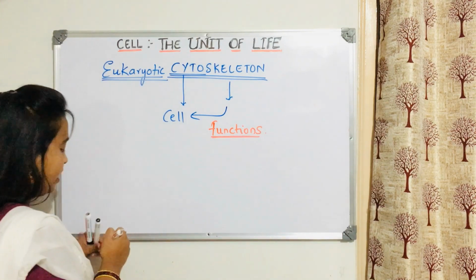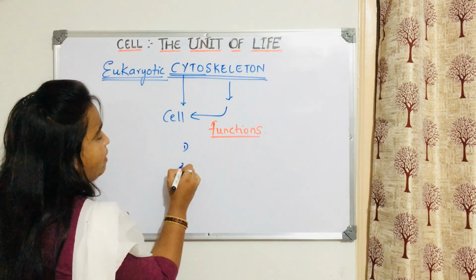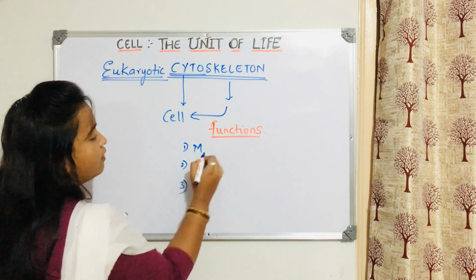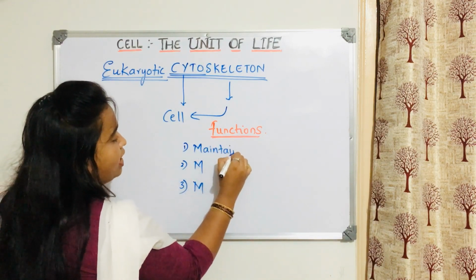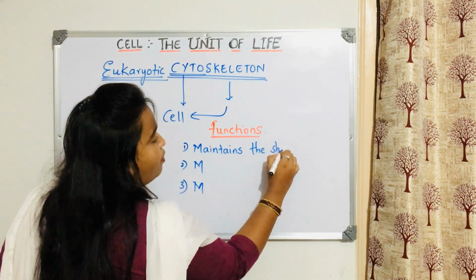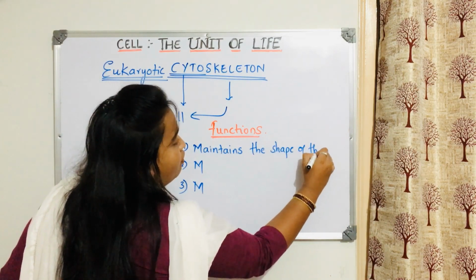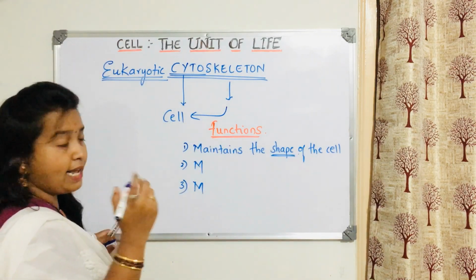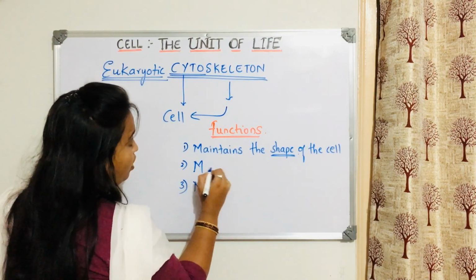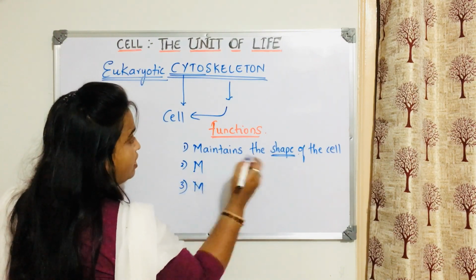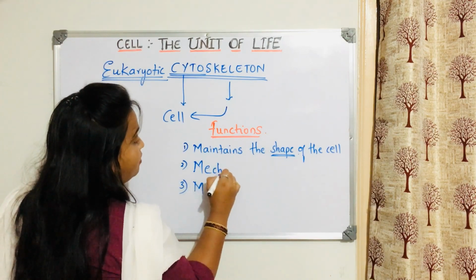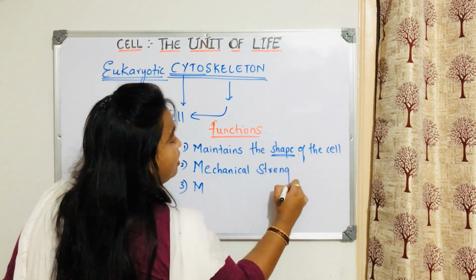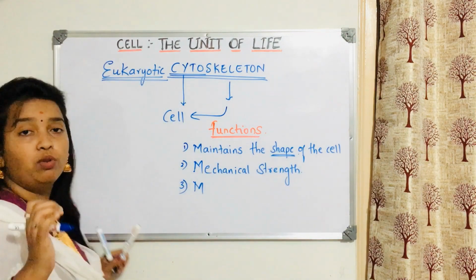The functions of the cytoskeleton. The first function, remember 3 M's here. If you remember 3 M's, it will be easy for you. First is maintains. It maintains the shape of the cell. This is very important. The second is mechanical strength. It provides mechanical strength to the cell.